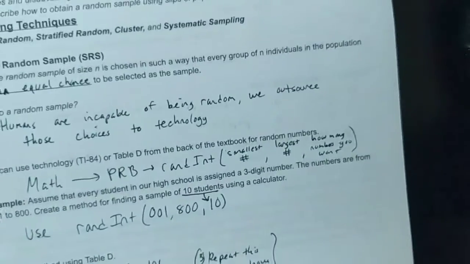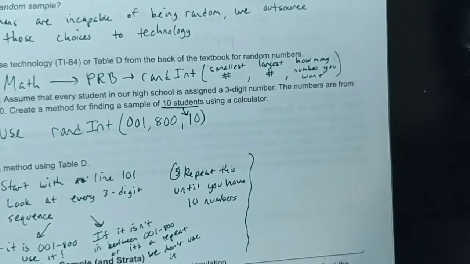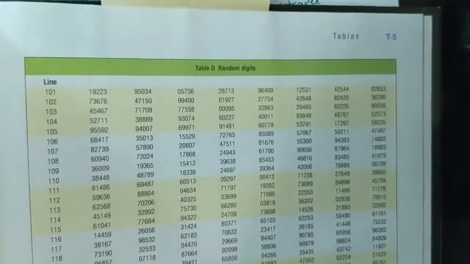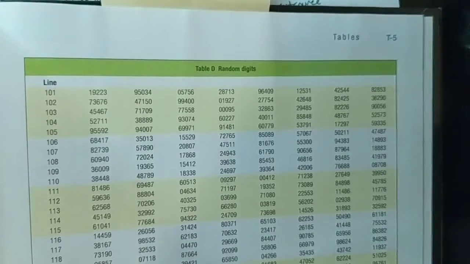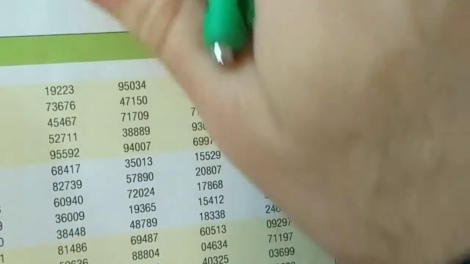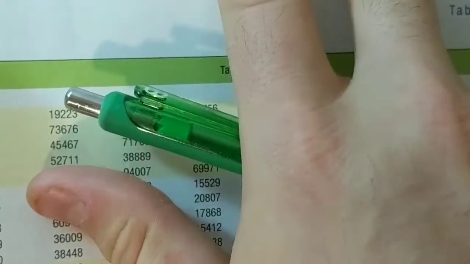So if we look at table A, we're going to start with line, sorry, not table A, table D. Start with line 101. I'll try and zoom in here. Okay. So every 3 digits we're going to look at if it's in between 001 and 800. So I'm going to read them out loud and then keep track of them on my notes paper.